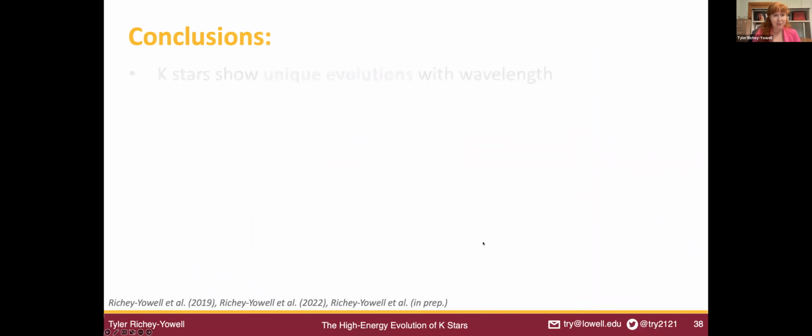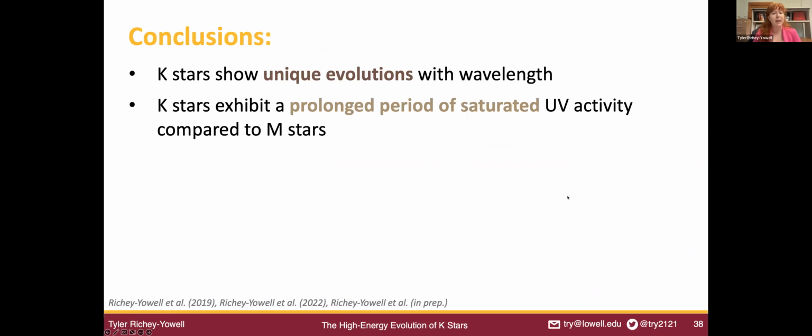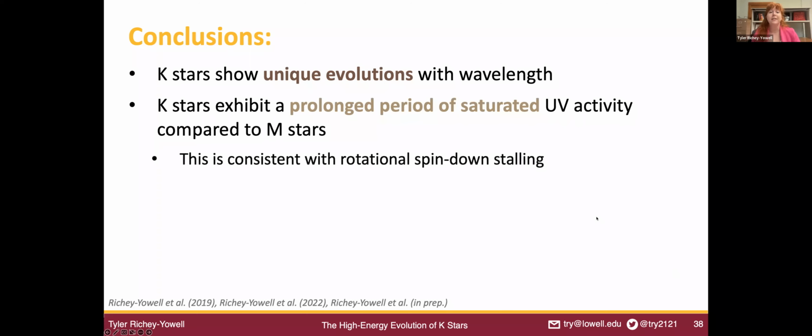So I kind of got through this pretty quickly, but that means more time for discussion, which was great. K-stars show unique evolutions with wavelength. K-stars do exhibit a prolonged period of saturated UV activity compared to M-stars, which is consistent with independent analyses of rotational spin-down stalling.